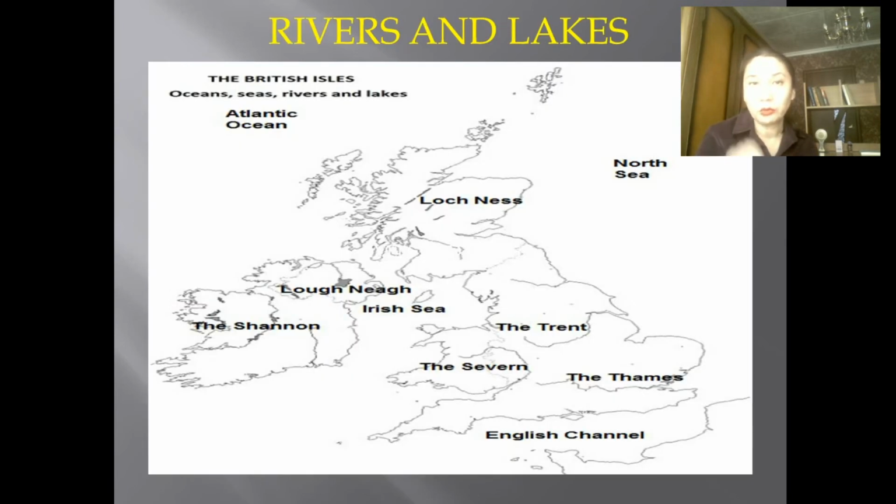The next point of our lecture is rivers and lakes. There is a wide network of rivers in the British Isles, though generally short in length and navigable only in their lower reaches, especially during high tides. Mild maritime climate keeps them free of ice throughout the winter months.